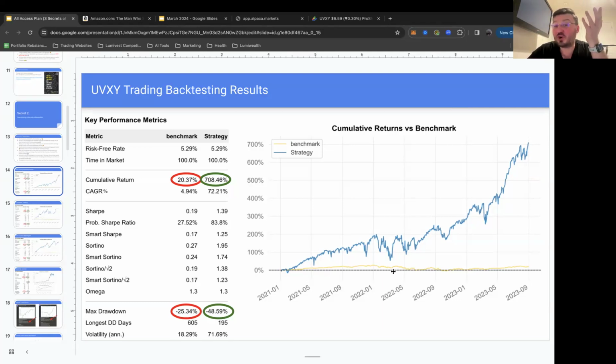It's actually even hard to see what it's doing because it's moving so little compared to how much this algorithm's taken off. Over this time period that we backtested it for, it was from 21 January up until basically the end of 23. I should probably update this backtest. But over this time period, it did a 708% return. That works out to being about 72% a year.